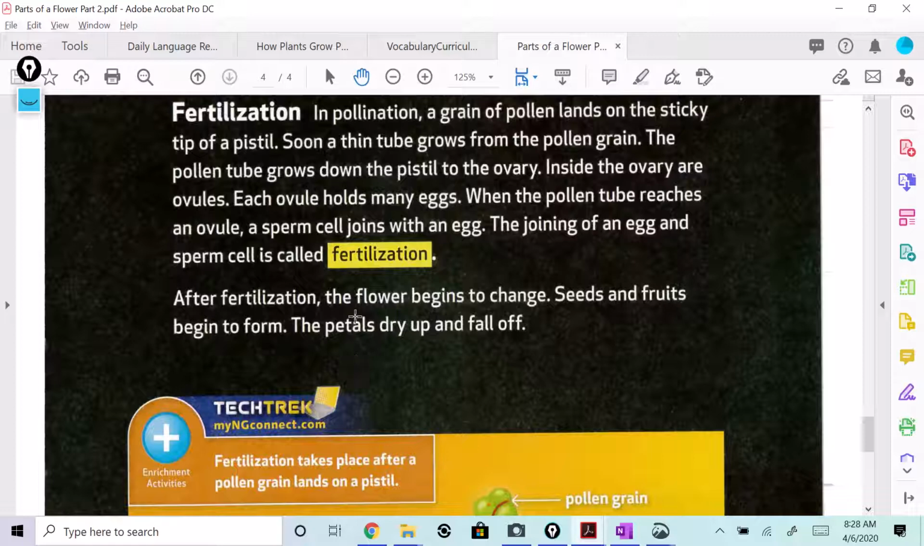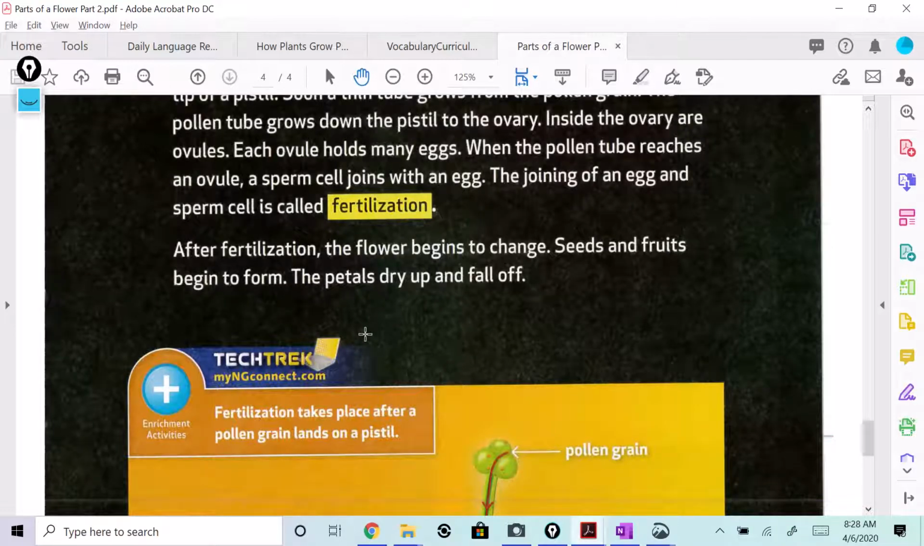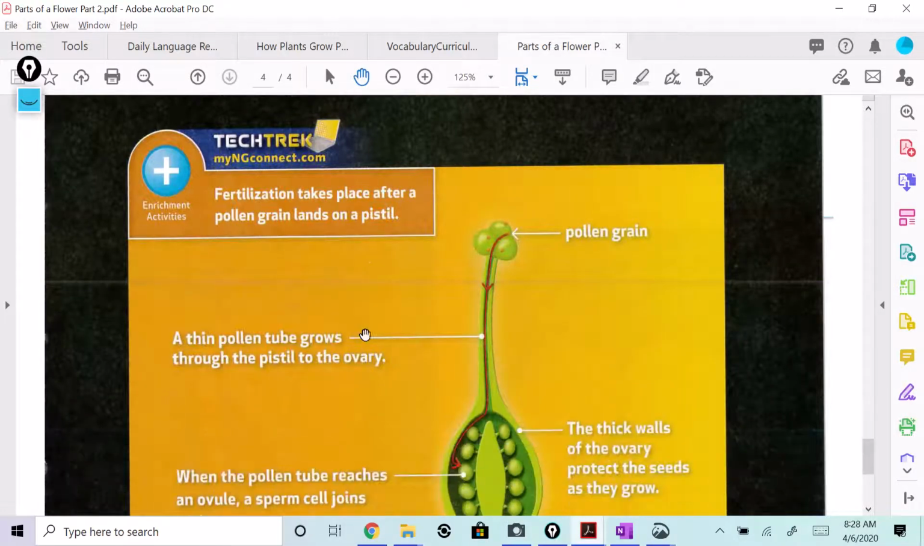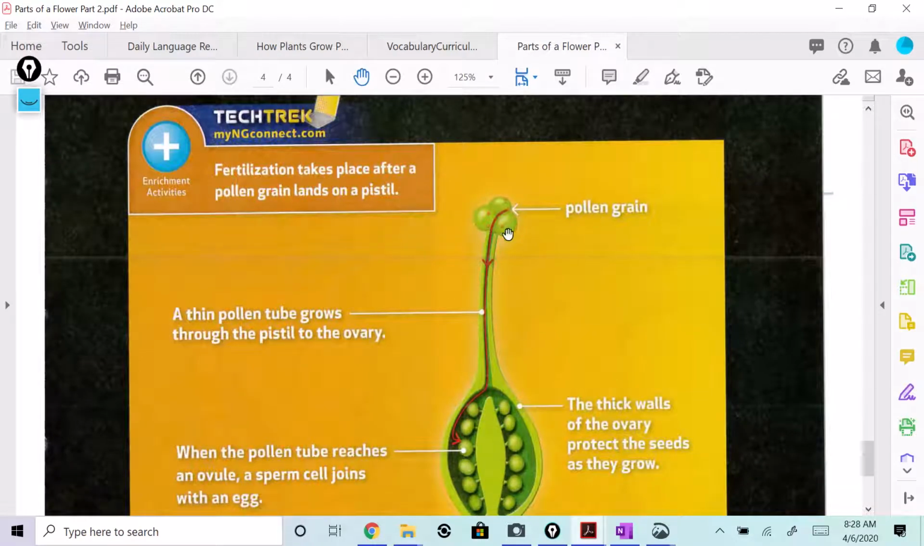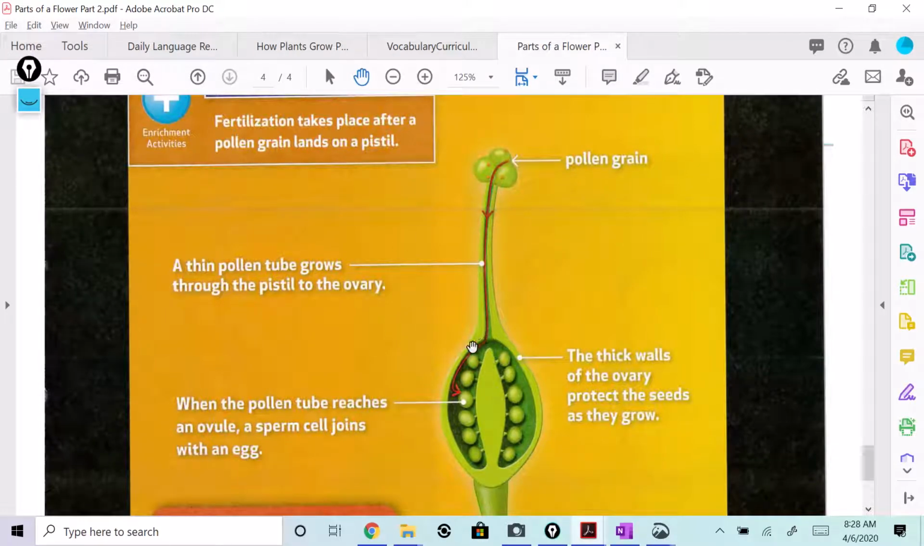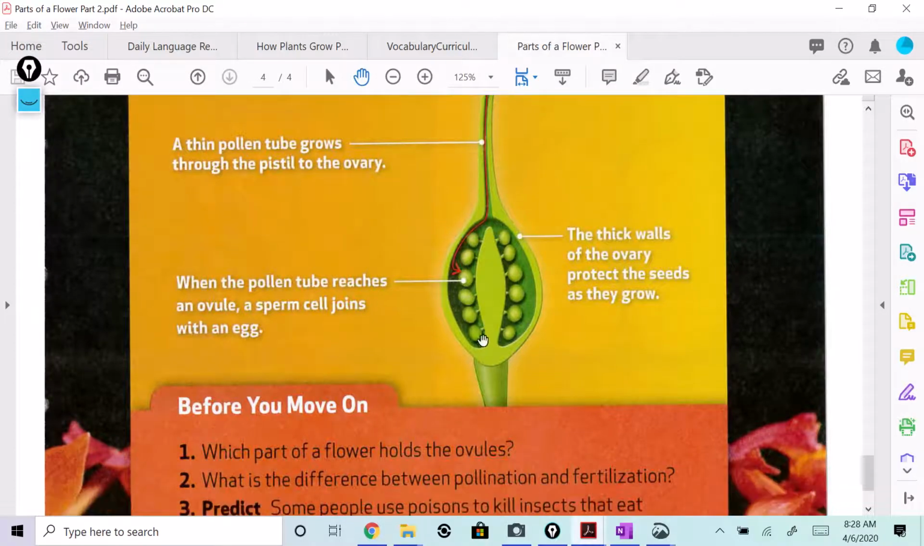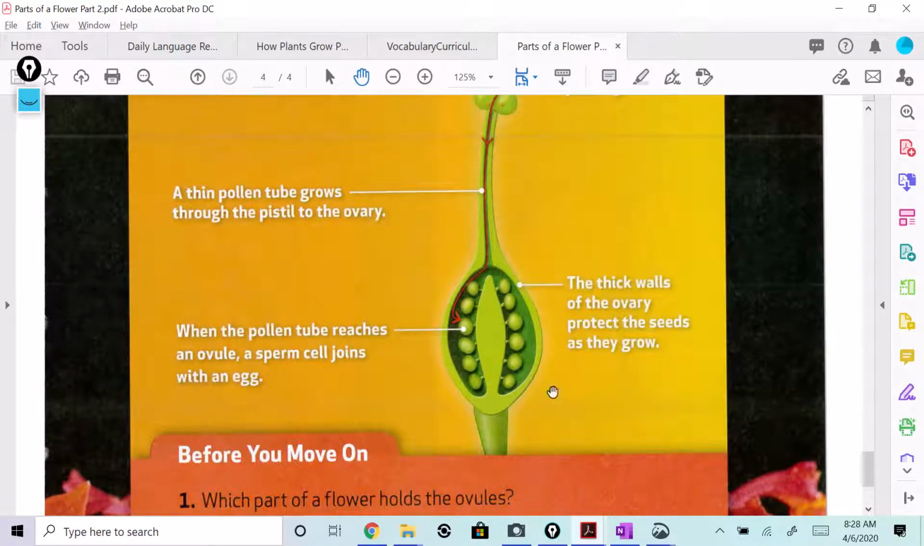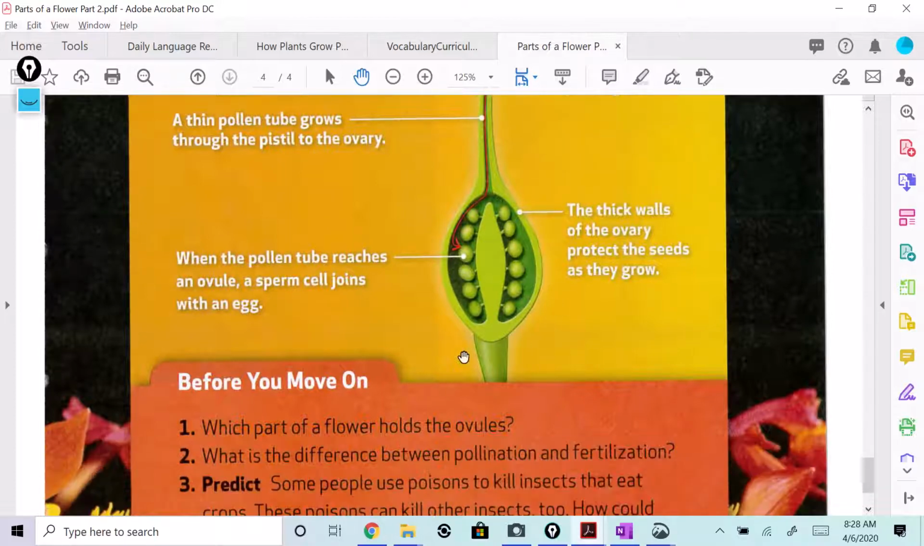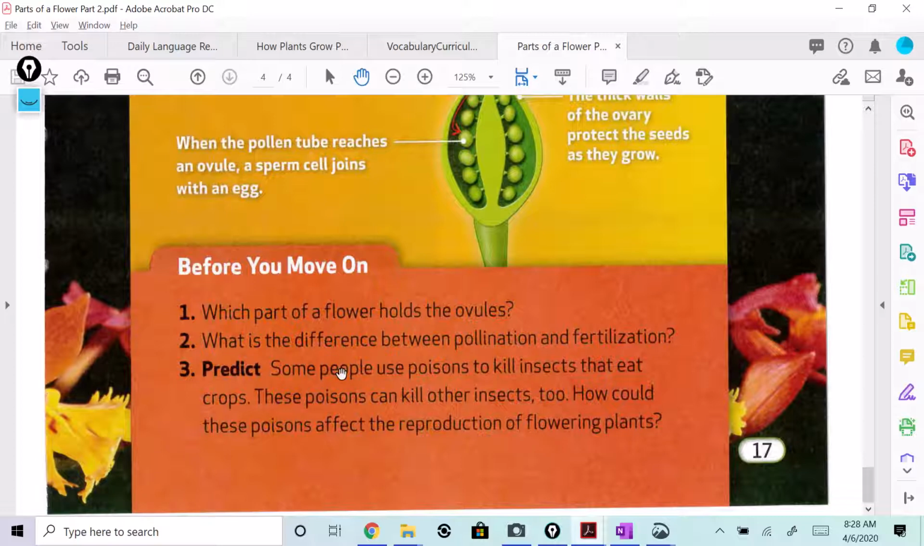After fertilization, the flower begins to change. Seeds and fruits begin to form. The petals dry up, fall off, and then it becomes a fruit. So look at this, the pollen grain, the tube goes down. They do a nice little diagram right there. A thin tube grows down the pistil to the ovary. When the pollen tube reaches an ovule, a sperm cell joins with an egg, right there. The thick walls of the ovary protect the seeds as they grow. So this whole thing right here is going to turn into an apple or some sort of fruit.